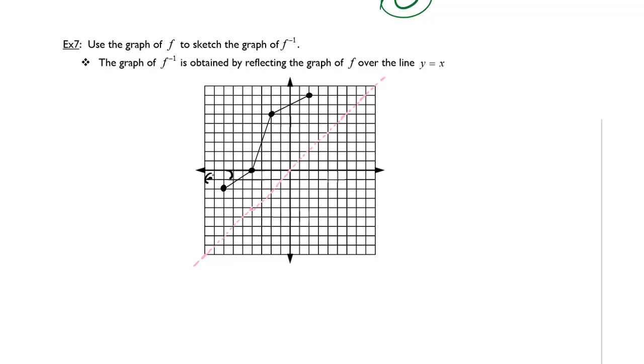The first coordinate point is (-7, -2). That is the far left coordinate point of this function f. The next coordinate point is at (-4, 0). The next coordinate point is at (-2, 6). And the last coordinate point that's obvious is at (2, 8). What I need to do is reflect these points about the line y equals x.